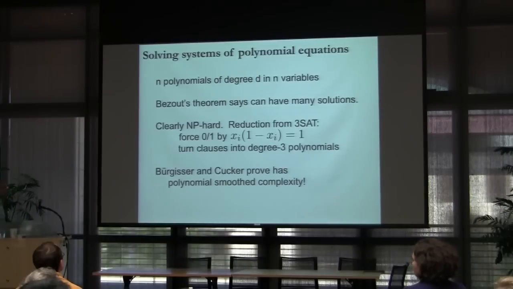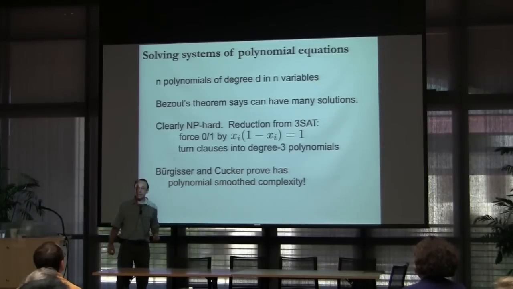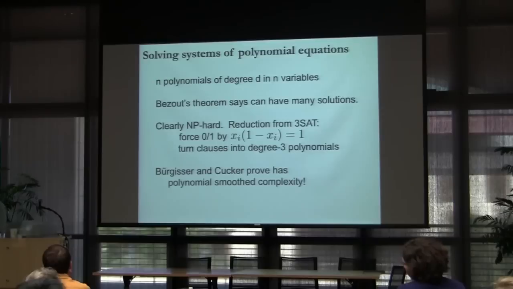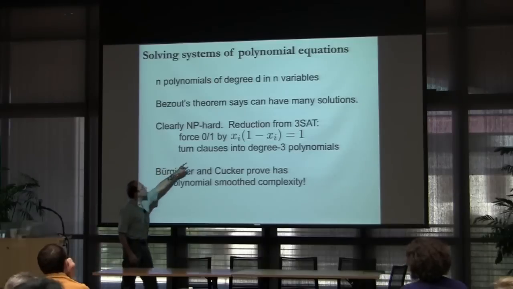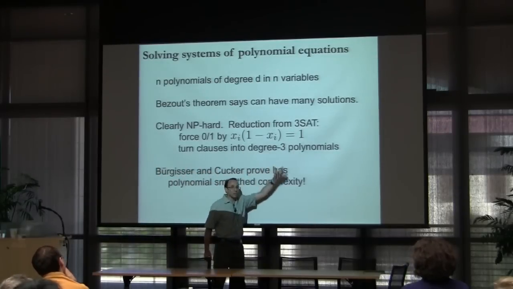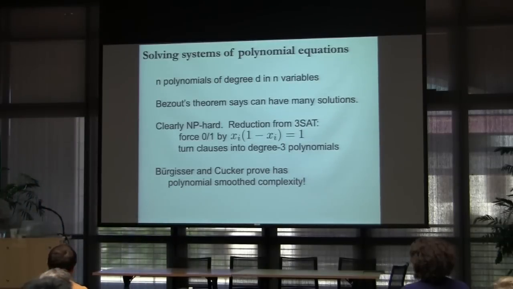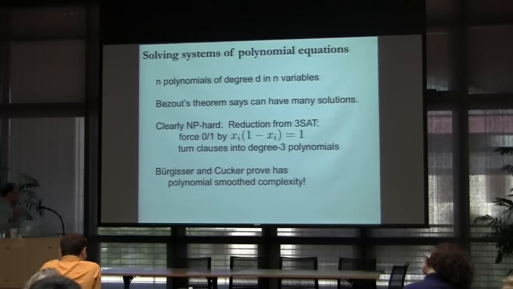Okay, now this is a problem that is really hard in the situation we usually think of it. For example, it's very easy to show it's NP-hard to solve systems of polynomial equations, even with approximate solutions like this. If I want to make sure that each of my variables is 0 or 1, I impose a constraint like xi times (1 minus xi) equals 0. That polynomial only has two solutions. xi will be 0 or 1. You can turn clauses into polynomials. So it is an NP-hard problem.